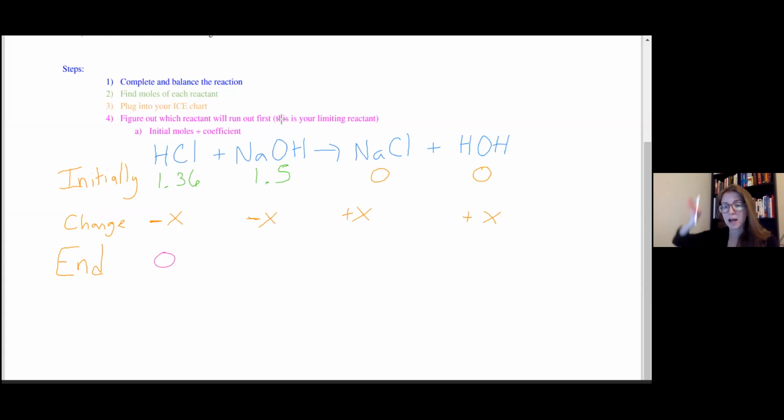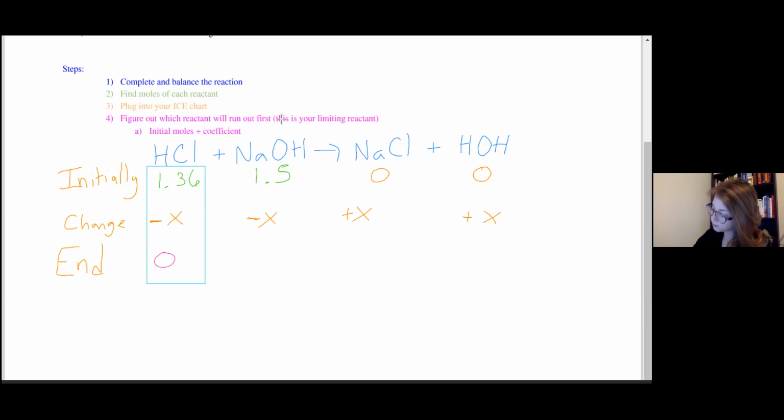As soon as we have that first, it's not always the first column, but as soon as we have a column complete, like HCl in this case, where we have the moles, the change, and it ends at 0, we can find out what our X value is. Once we have our X value, we can finish this whole chart. We can plug in numbers everywhere. And once we have this whole chart finished, we're really close to being done with the problem.